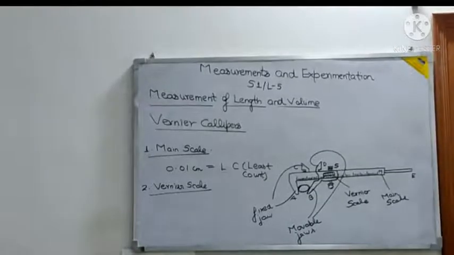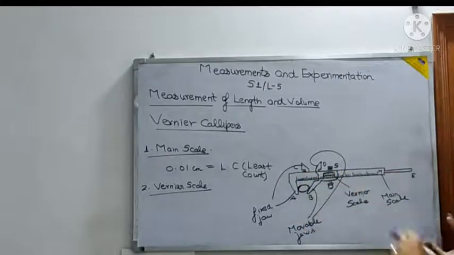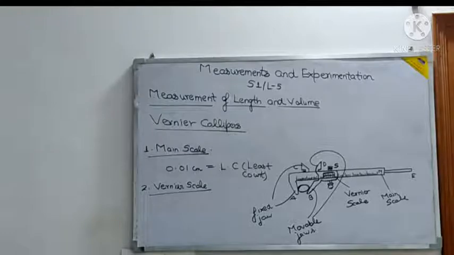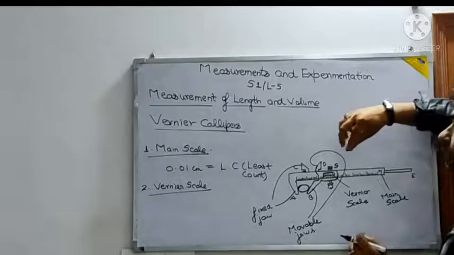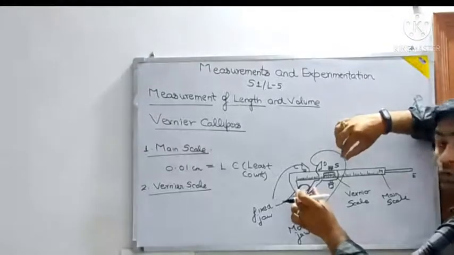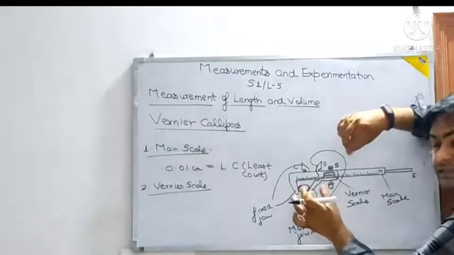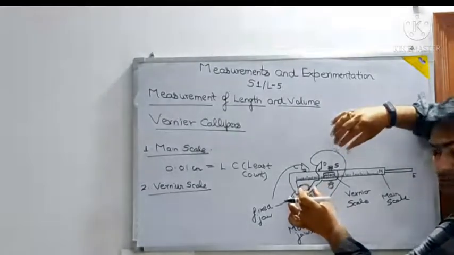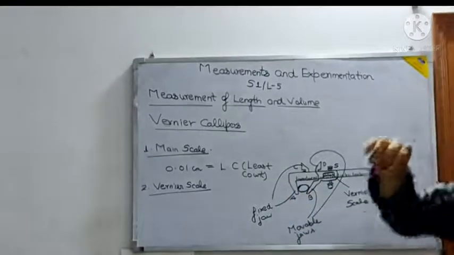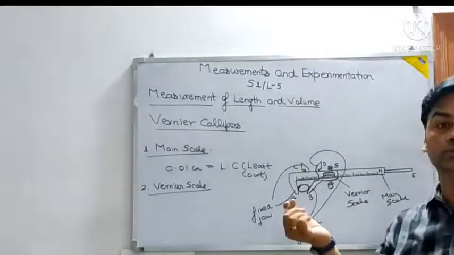Now, what about the vernier scale? Vernier scale V slides on the strip M. That means the vernier scale slides on the main scale strip M. It can be fixed in any position by screw S. Once you tighten the screw at a particular position, we are locking it, so that once we have fixed it, we can take out the measurement.